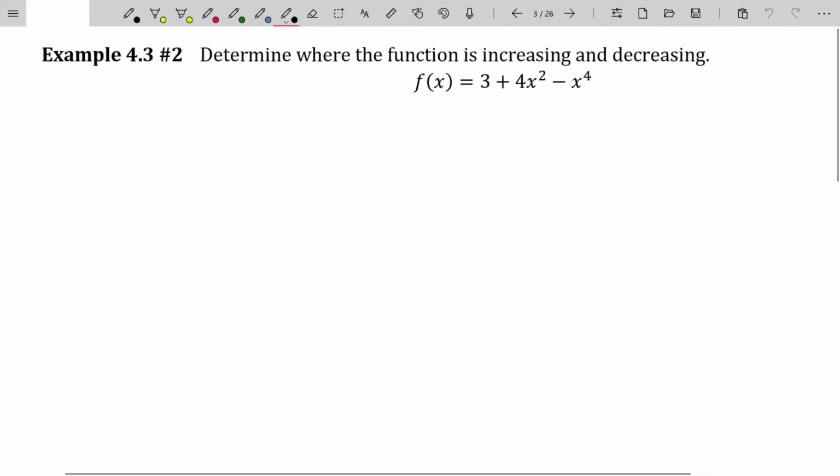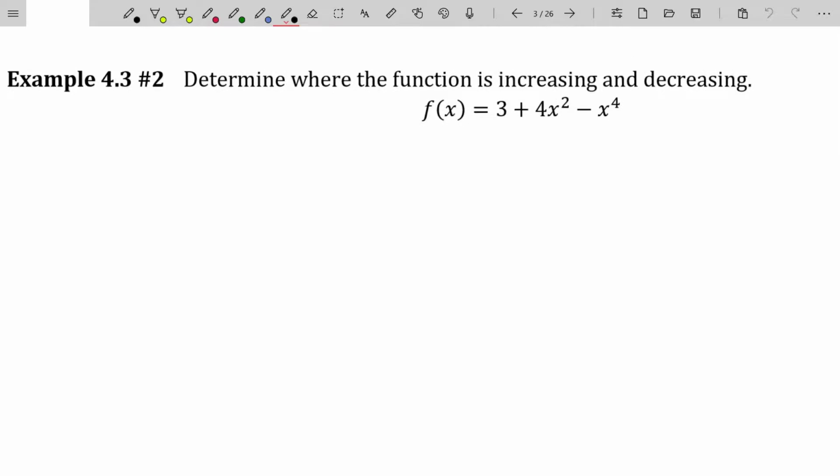Probably the best thing to do, obviously, is to take the derivative. So we're going to go ahead and take the derivative here, and this would be 8x minus 4x cubed. Now I want to know when that derivative is positive and when it is negative. The best way to do that is set it equal to 0 and make a sign chart.